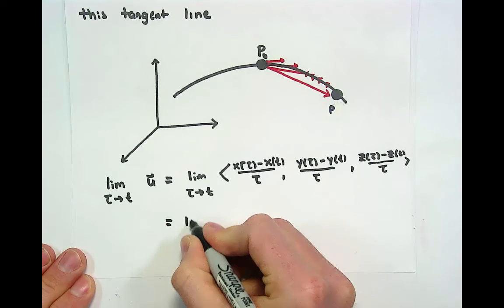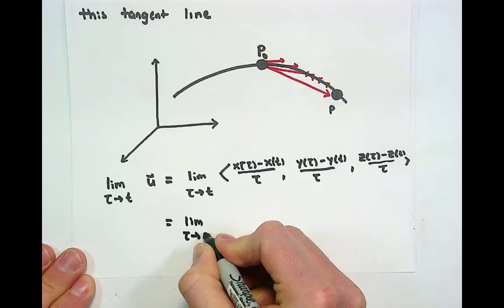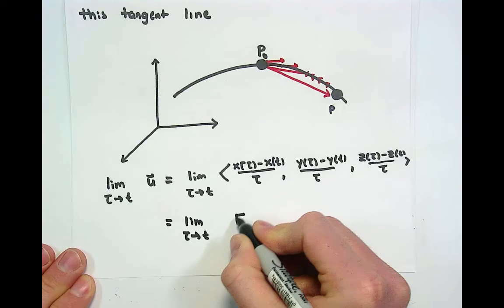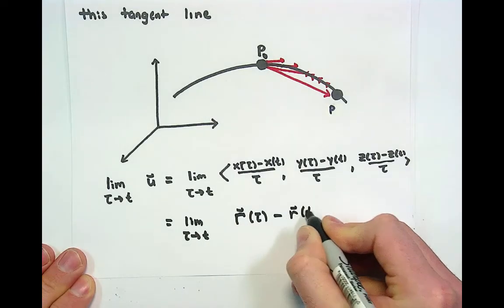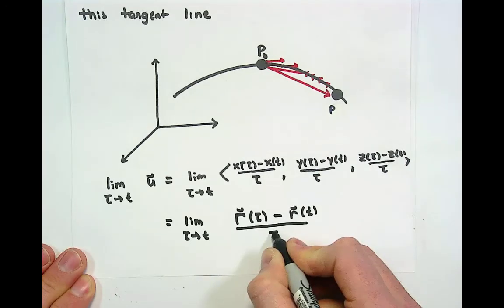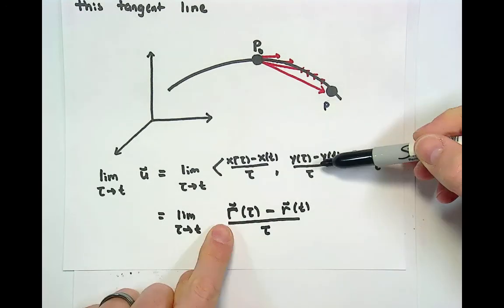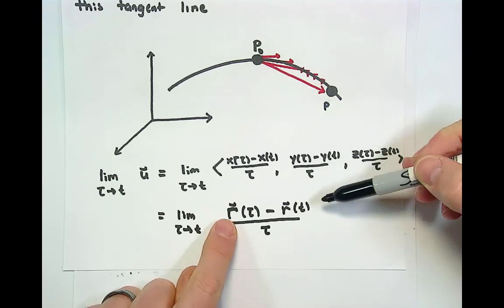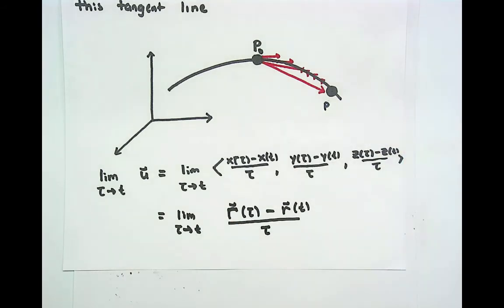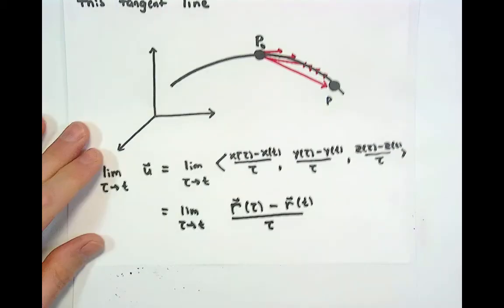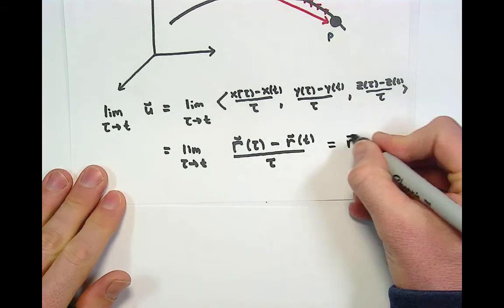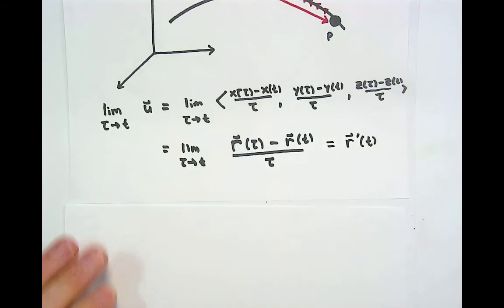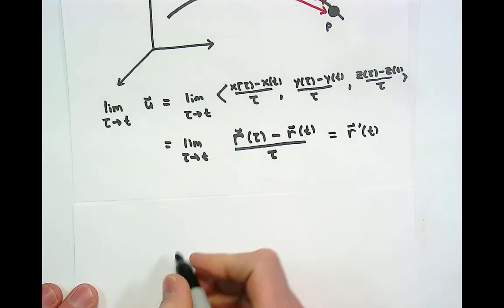I don't know if you see this, but I could have written this as the limit as tau approaches t of r of tau minus r of t, all divided by tau minus t. Do you see that I can factor these out and look at this as a scalar value? I would encourage you, if this isn't clear, write about 3 or 4 sub-steps to make it super clear for yourself. Well, it just so happens that this is actually the derivative of r at t. That's the direction of the derivative.